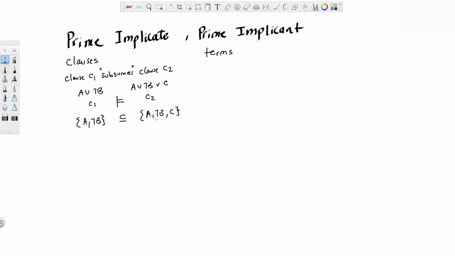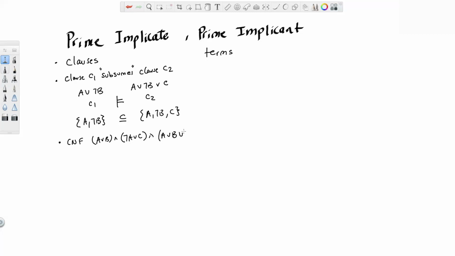Now, this typically comes in the context of CNF representation. So I may have a CNF that looks like this, where I have A or B, that's one clause, and this is another clause, and this is here a third clause.